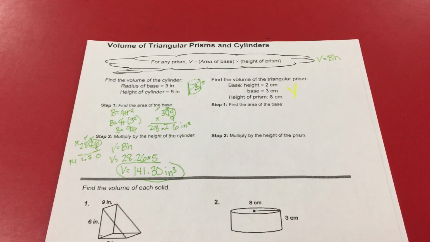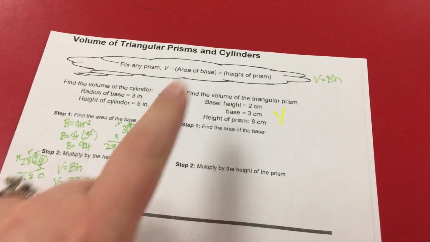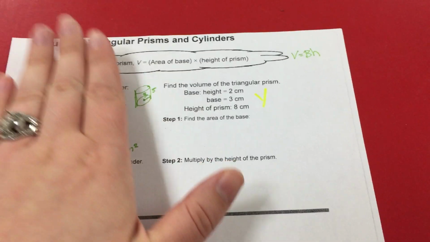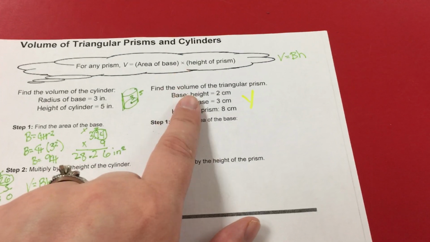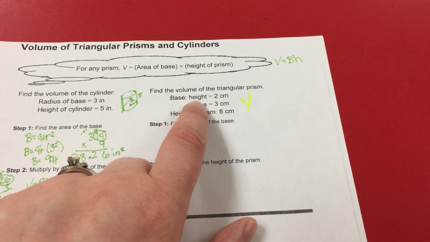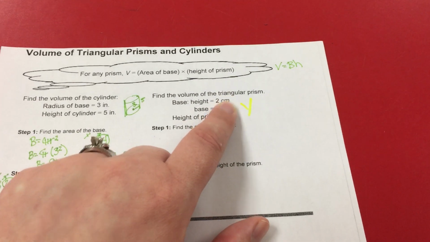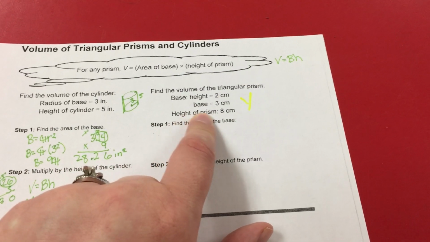Sorry, let me try that again. Now we're going to find the volume of a triangular prism. We know that the base is going to have a height of 2 centimeters and a base of 3 centimeters because it is a triangle. The height of our entire prism is going to be 8.